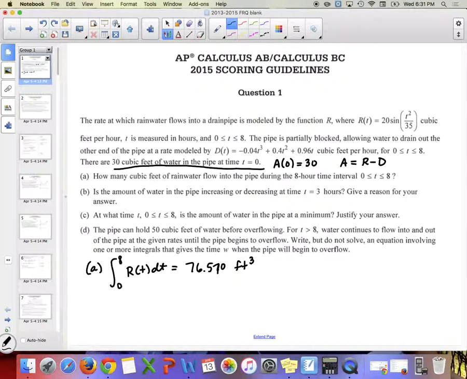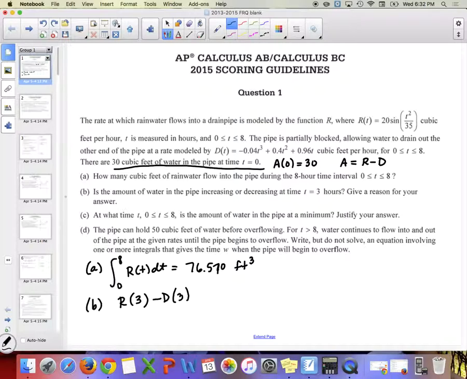All right, so part B: is the amount of water in the pipe increasing or decreasing at time t equals 3 hours? Okay, so we need to talk about r minus d. So we need to figure out what's happening, the rate that it's coming in at time 3, and the rate that it's leaving at time 3. So we need to compare those. So we're finding r of 3 and also d of 3.